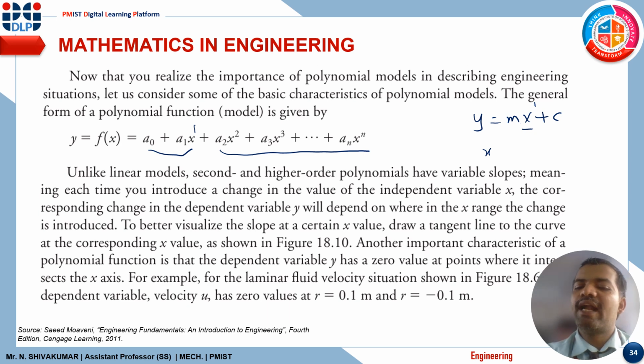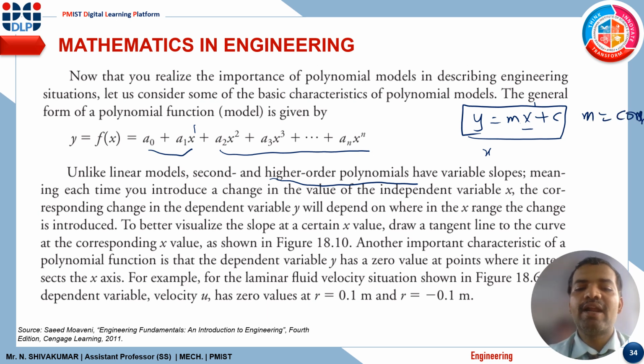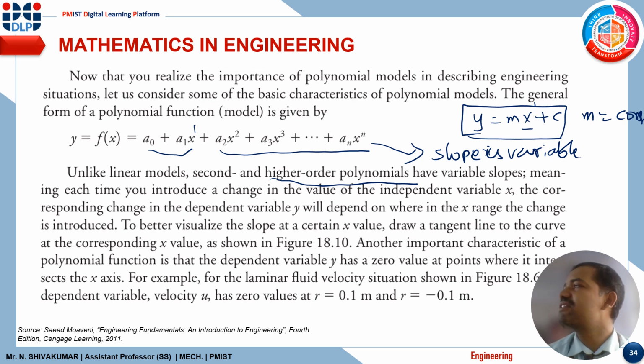When we go for higher order polynomials, the slope is continuously changing. That is the key understanding. When we have the linear equation, the slope is constant. But when you go for a higher order polynomial, the slope is variable, continuously changing with respect to the x values. All of you understand?